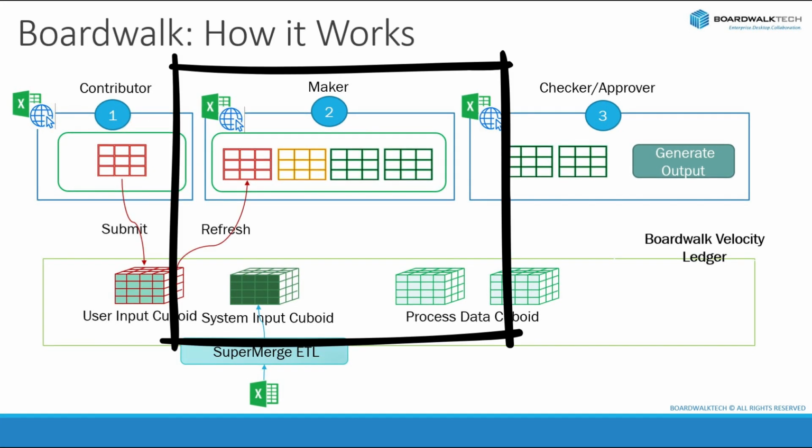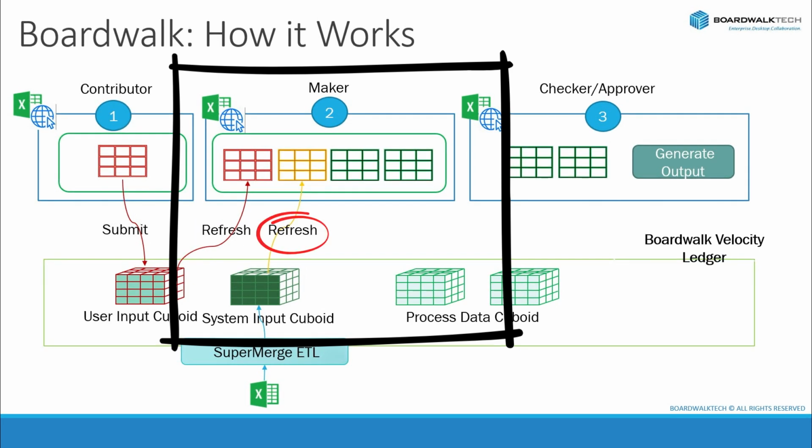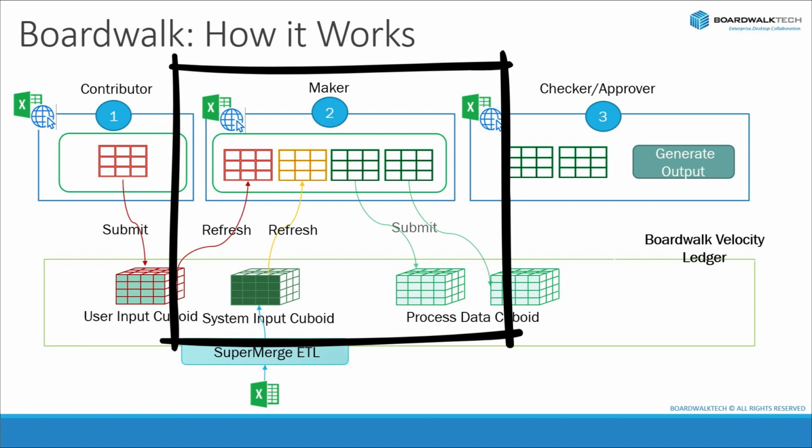When the maker initiates their work, the initial download action of their workbook includes the user input cuboid. If the maker had previously been working in their template, refreshing the user input cuboid is performed to incorporate any changes existing in the ledger but not yet present in the maker's template. Following this, the system input data is brought into the maker's template by the same mechanism of either download or refresh.